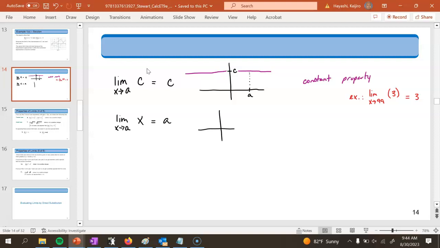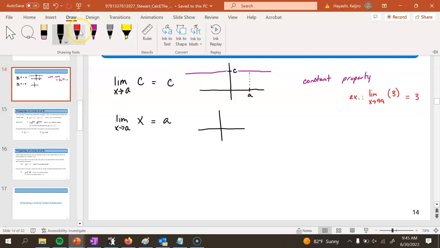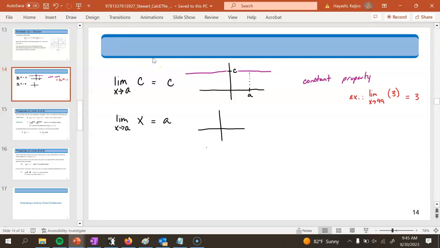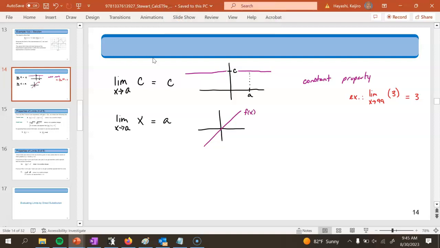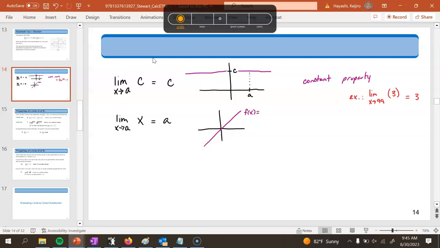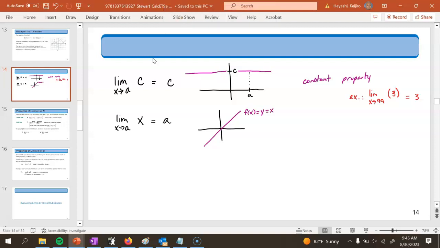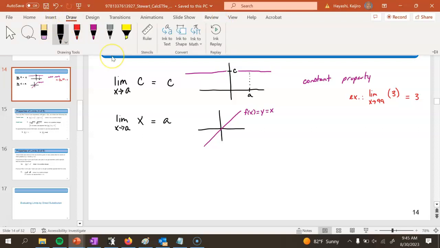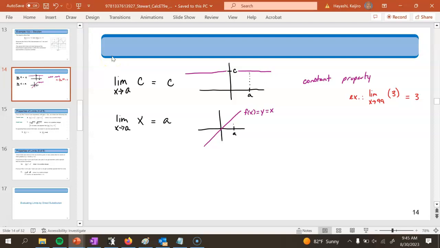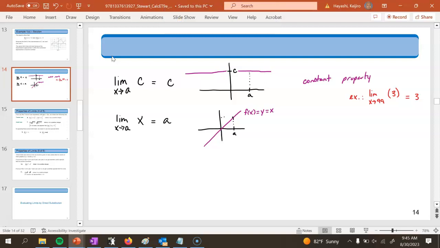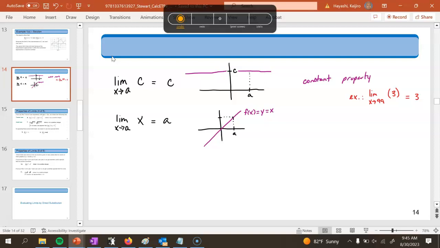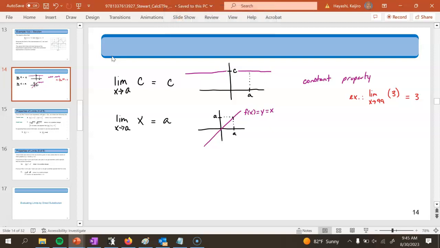And that can be illustrated by the function y equals x, which is just this sort of 45-degree line, right? This is the line f of x equals x, or y equals x. So if you go towards a on your x-axis, it just means that the point that you meet it at is also going to be at a height of a.